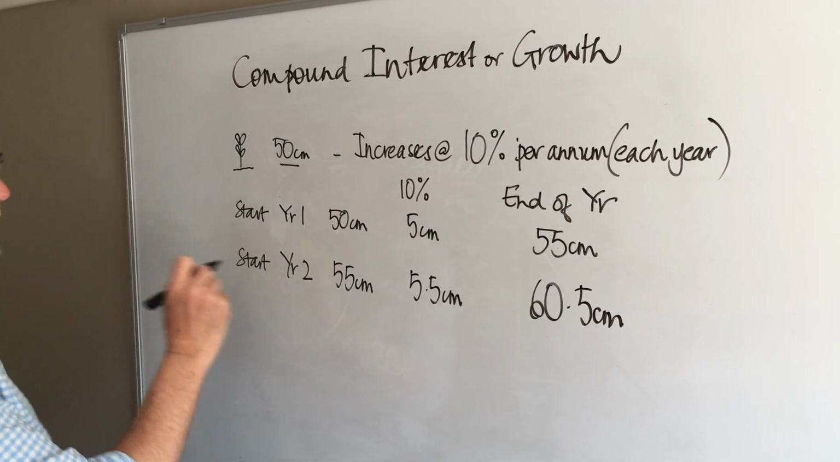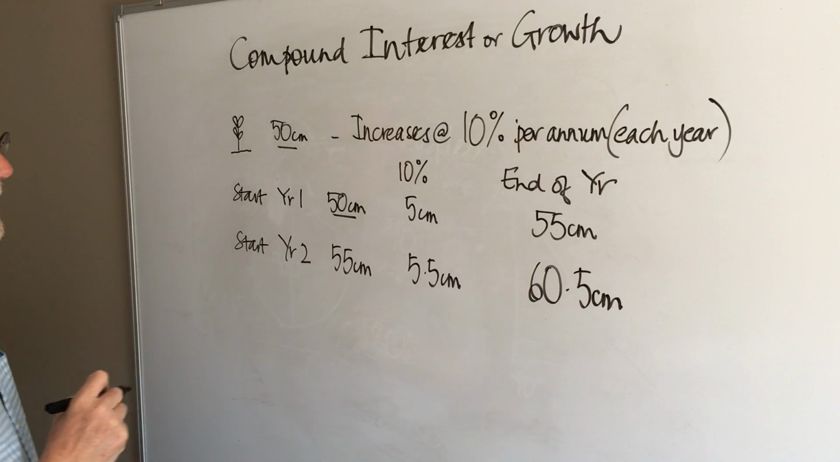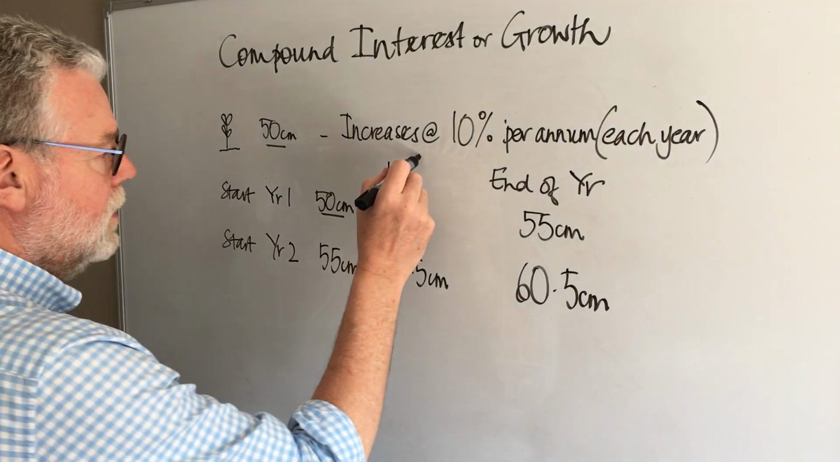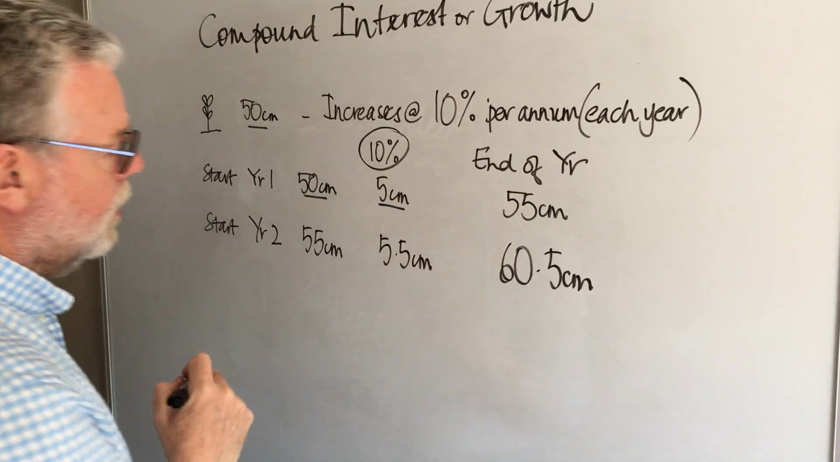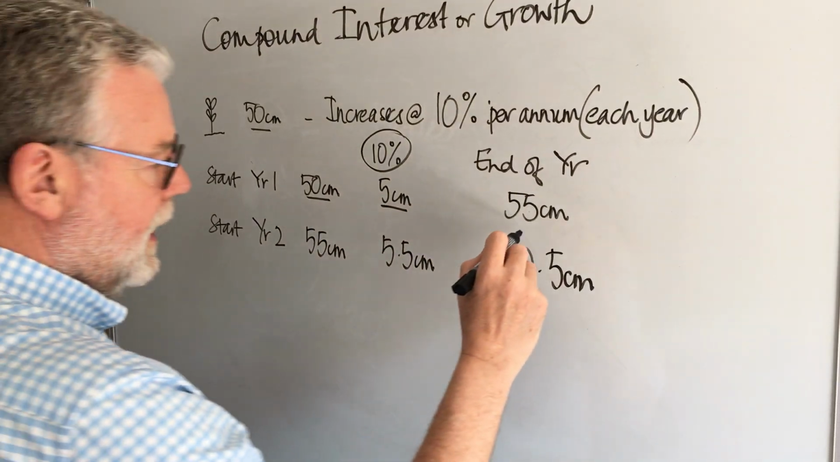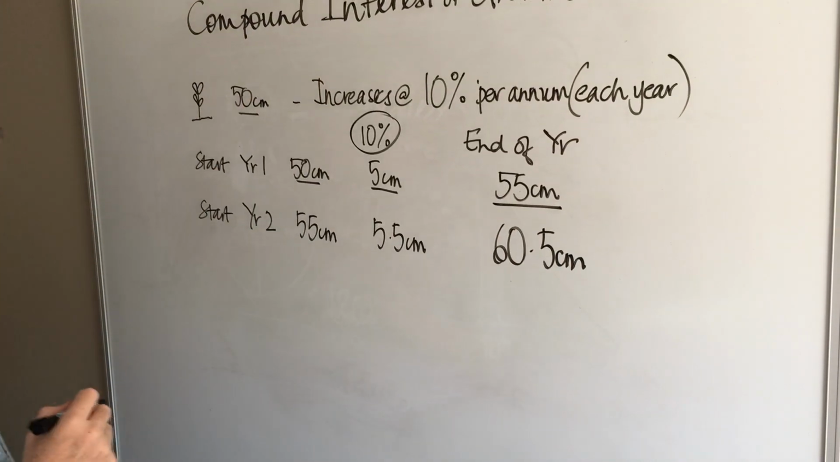So at the start of year one, when I plant it, it's 50 centimetres high. We know it grows at a rate of 10%. So 10% of 50 means it grows in year one at 5 centimetres. So by the end of the year, it's at 55 centimetres.